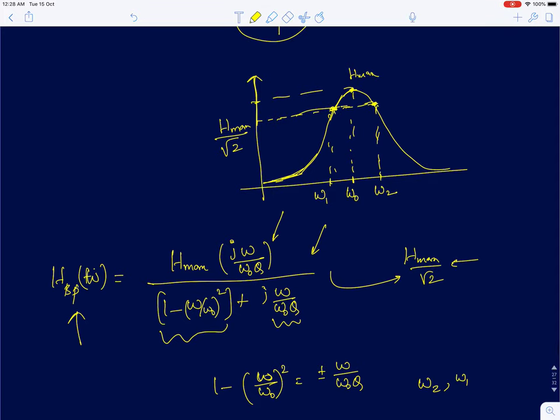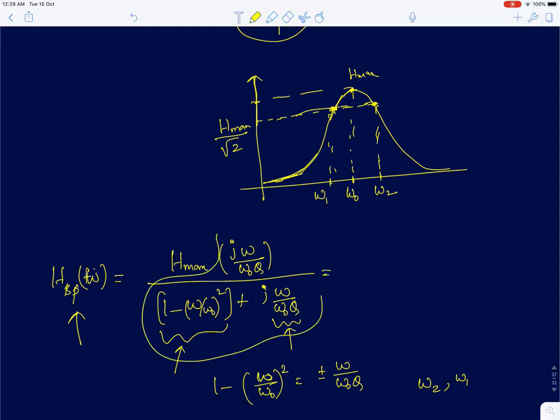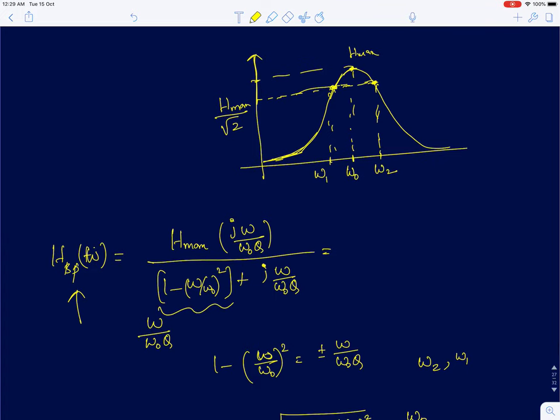Now if I look at this function here, this term and this term are the same. So the denominator should become, even the real part should be equal to the imaginary part, then you will get root 2 times the numerator function. If you want this whole function to be 1 by root 2, that will happen if the second term here becomes equal to omega by omega naught q. In that case you will get 1 by root 2, and so that's the frequency we need to find out.